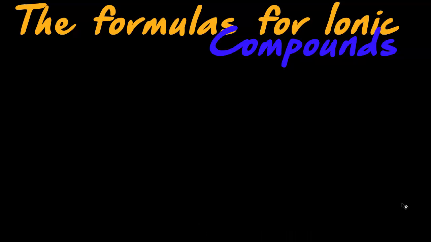Hi there, and welcome to this chemistry lesson where we will be looking at the formulas for ionic compounds. Okay, so what am I talking about? Ionic compounds mean I have two ions, a cation and an anion, creating a compound.